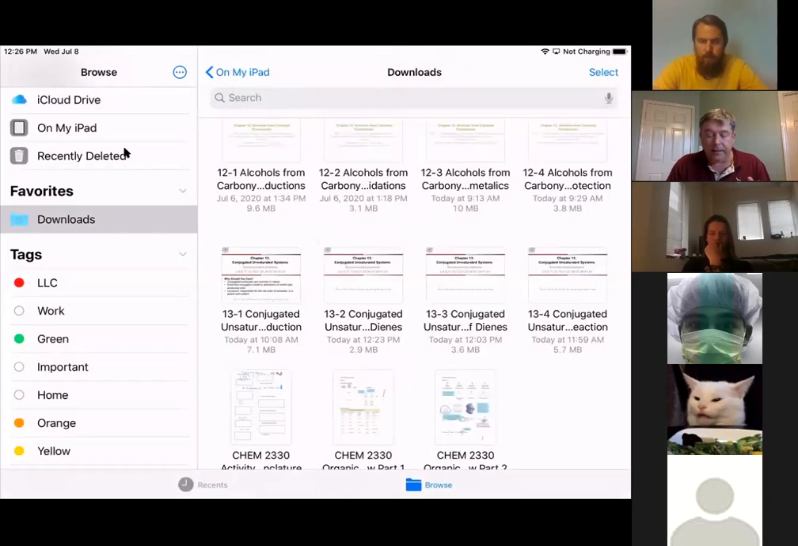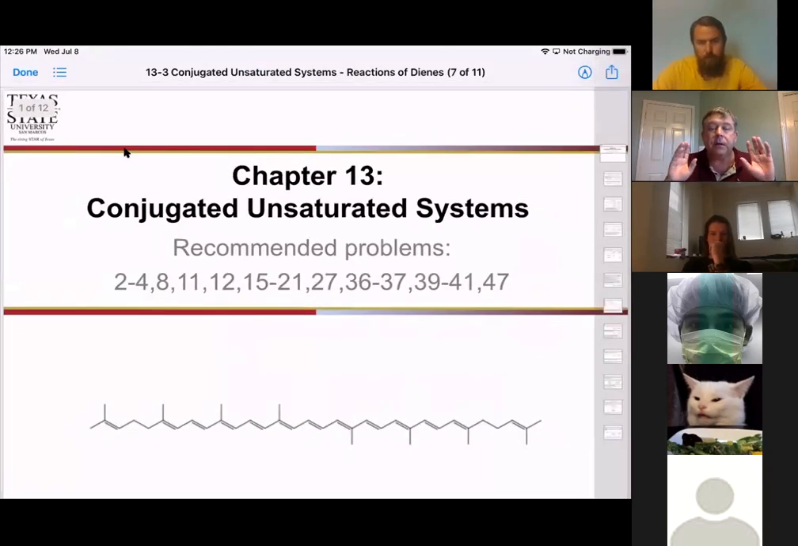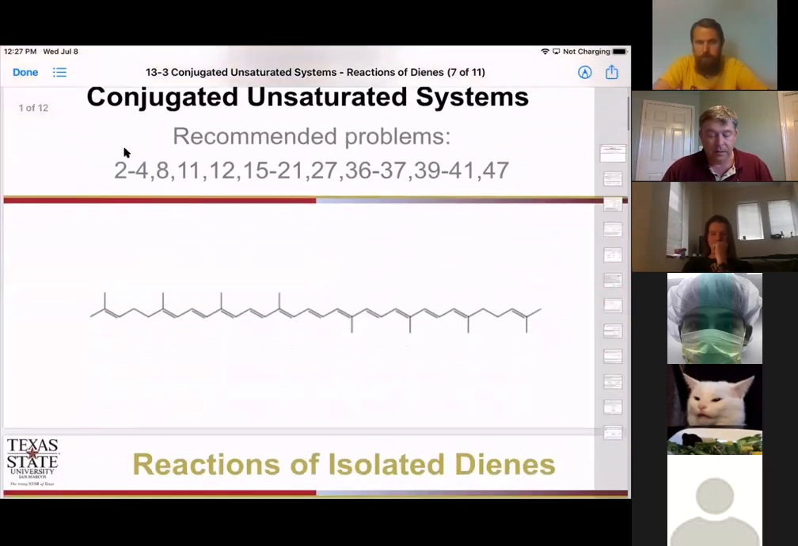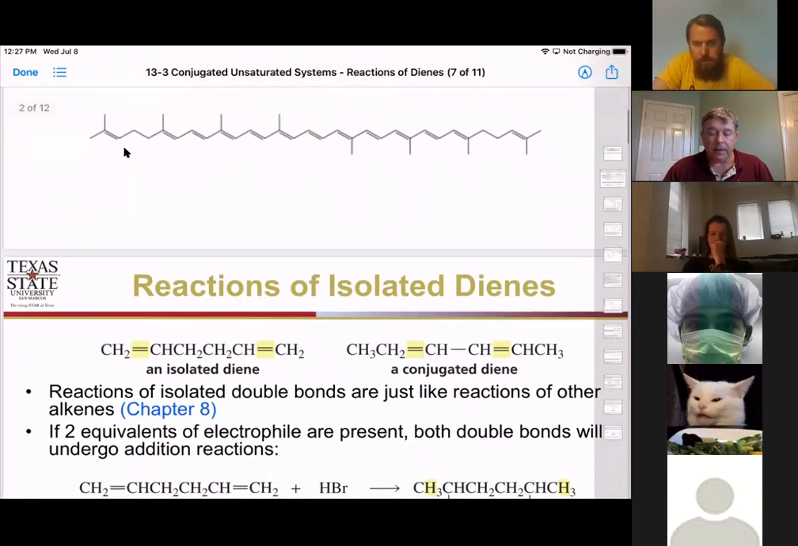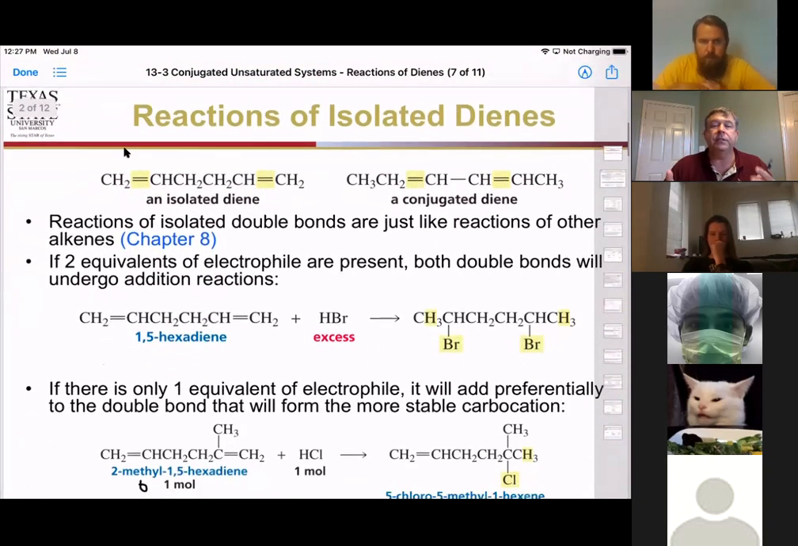Okay, so that is our conjugated dienes and how we can see them by spectroscopy. Now let's start with reactions on them and why they are different than regular double bonds. The first thing we want to talk about is, remember that the reactions of isolated double bonds, they act like just double bonds, okay? Because there's no energy difference.